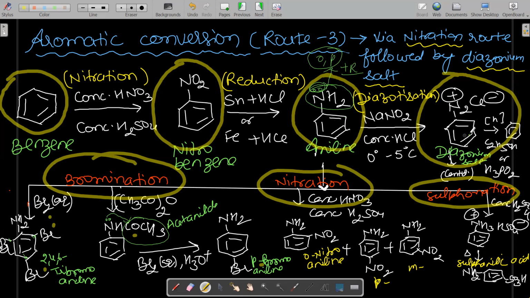So now I will show you diazonium salt reactions, how diazonium salt shows a number of reactions. Better we can move to the next page. So I just stop over here so that we can go for the diazonium salt conversion.